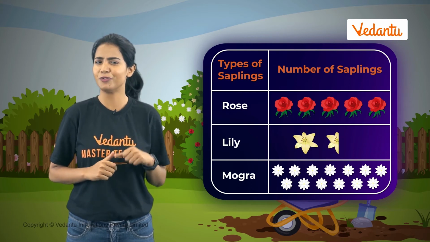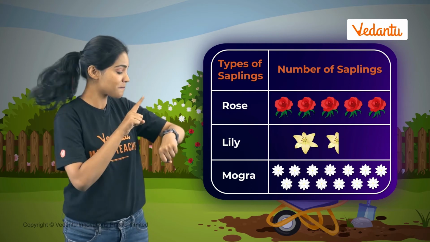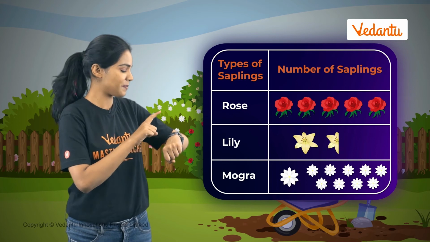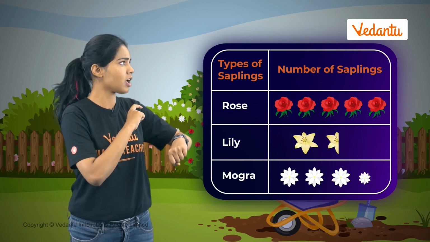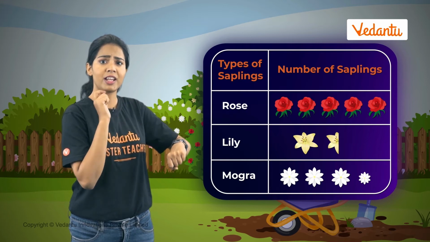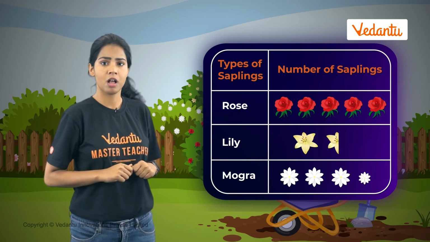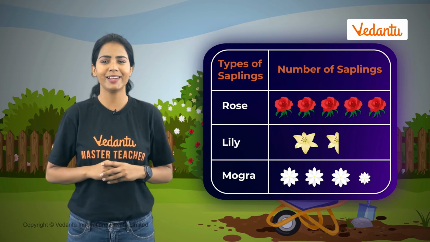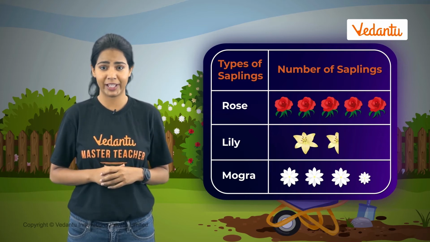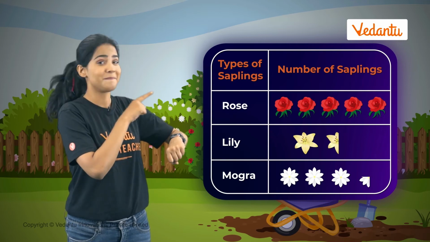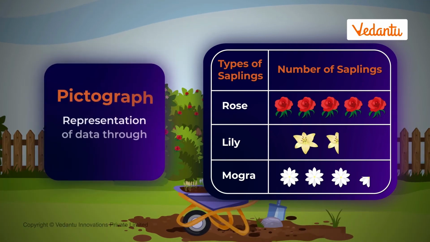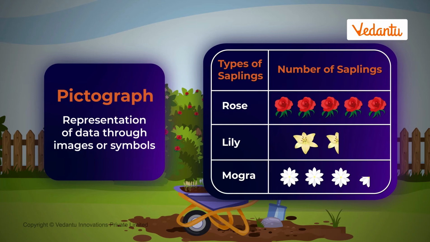Now, we should move to mogra. So, 4 mogras, 4 mogras, 4 mogras, and we are left with 1. So, as 1 is a quarter of 4, we can represent it by a quarter image of mogras. Here you go. This representation of data through images or symbols is a pictograph.